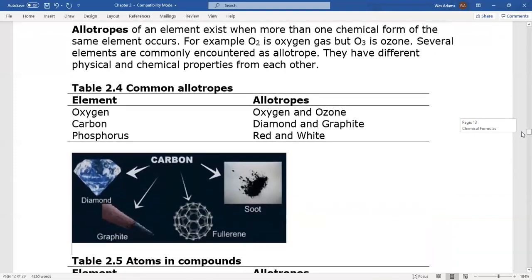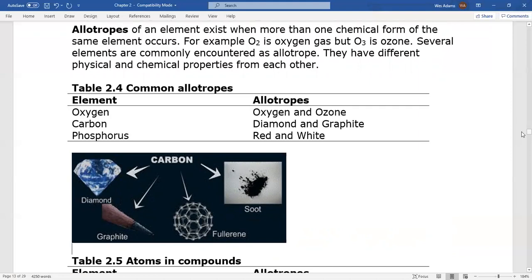Now, elements can come as allotropes. That is, they're the same element, but there's more than one form. For example, oxygen, O2, is oxygen gas, but O3 is ozone. You breathe one and it helps you live. The other one can be fairly toxic, and it's sometimes a summertime pollutant, and people with respiratory conditions have problems if too much forms in the atmosphere.